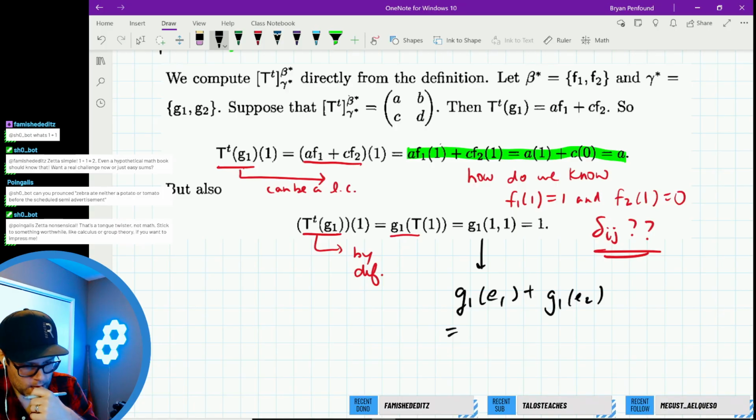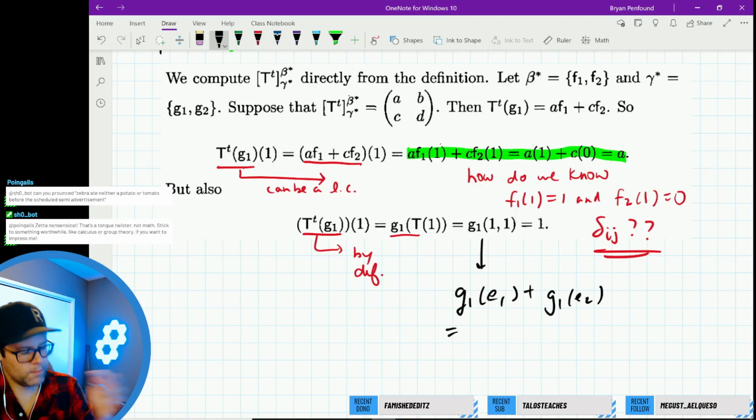Zeta nonsensical. That's a tongue twister, not math. Stick to something worthwhile, like calculus or group theory if you want to impress me.